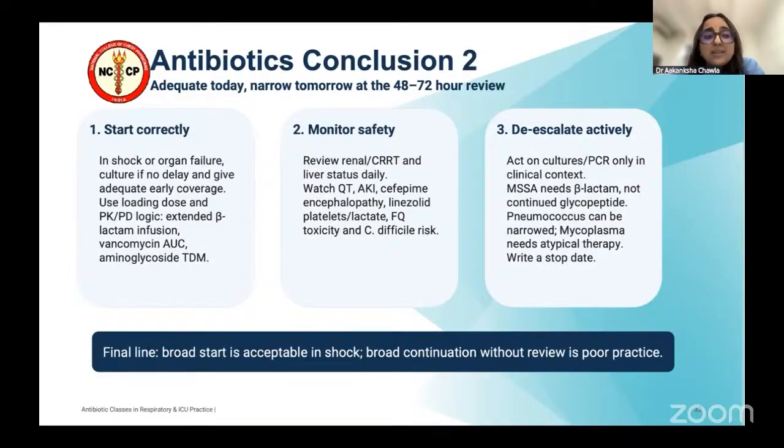So when you start correctly, monitor the safety. Remember, you have to review renal and liver status daily. You have to review your antibiotic doses daily when the patient is on CRRT. And you have to remember, once you've started, you have to de-escalate actively. So broad start is acceptable in shock, but broad continuation without review is poor practice.